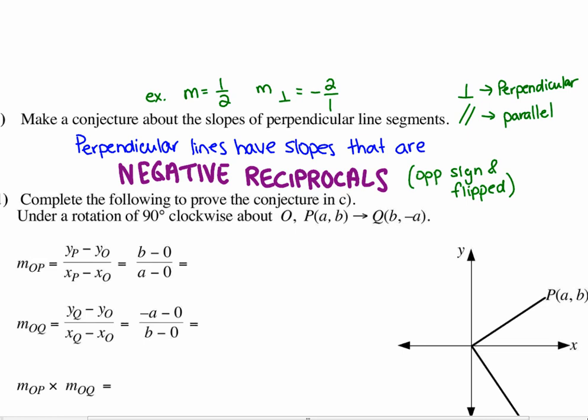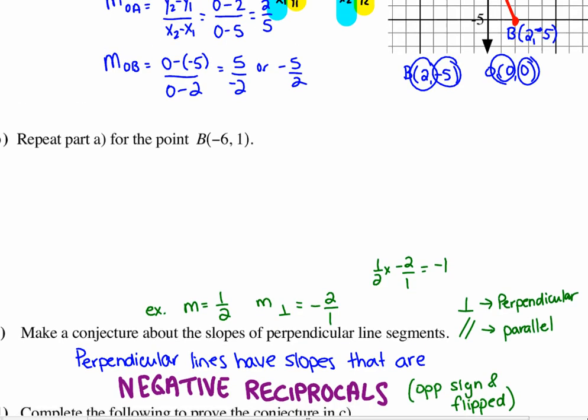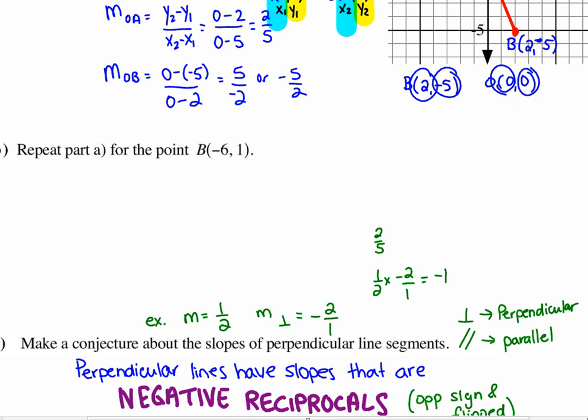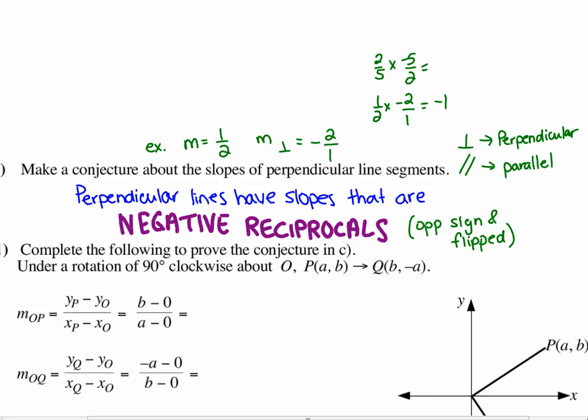So one more thing about perpendicular lines. Sometimes it's described as the product. When you multiply, so type in your calculator 1/2 times negative 2 over 1. What does that equal? Negative 1. Okay? Do me a favor. The last question we just did, we had a slope of 2/5 and a perpendicular slope of negative 5 over 2. Multiply those together. Negative 1. Okay? So perpendicular slopes also have a product, always, of negative 1.